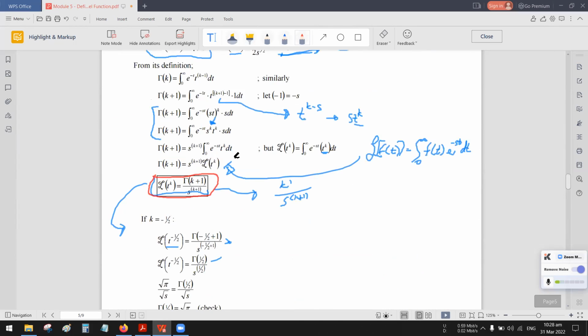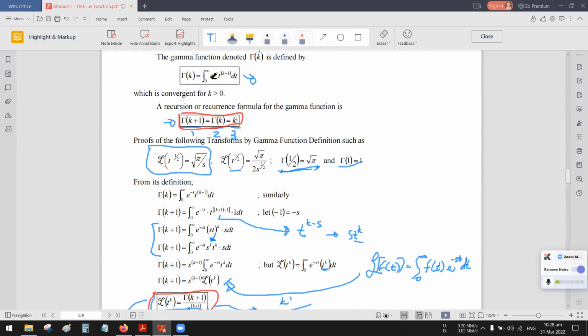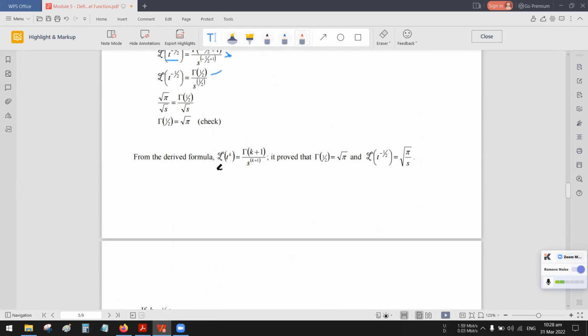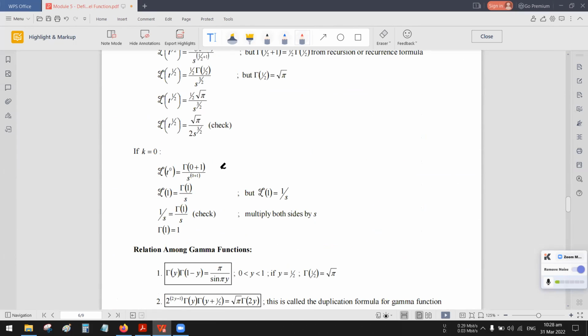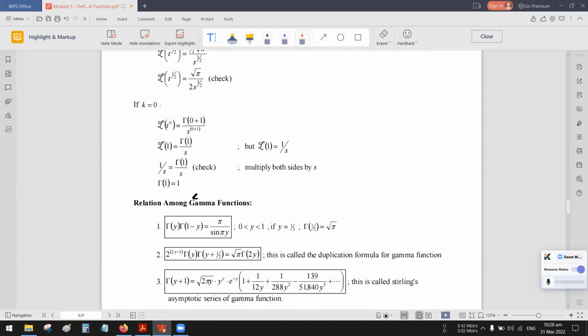Yun lang yung dalawa. Kasi ito equivalent naman to ng Laplace transform. So no need to familiarize with this one. Importante is yung Laplace definition, kasi ginagamit yan dito sa gamma function. And so titingnan natin yung relations among gamma functions.